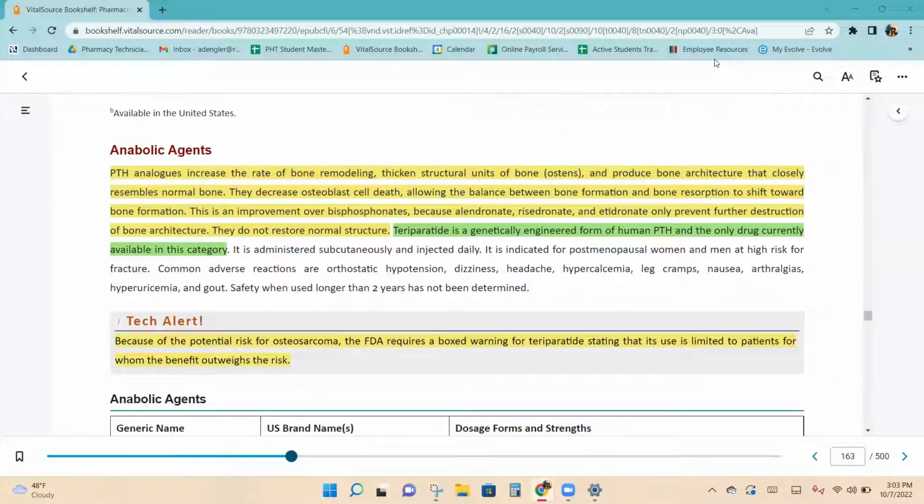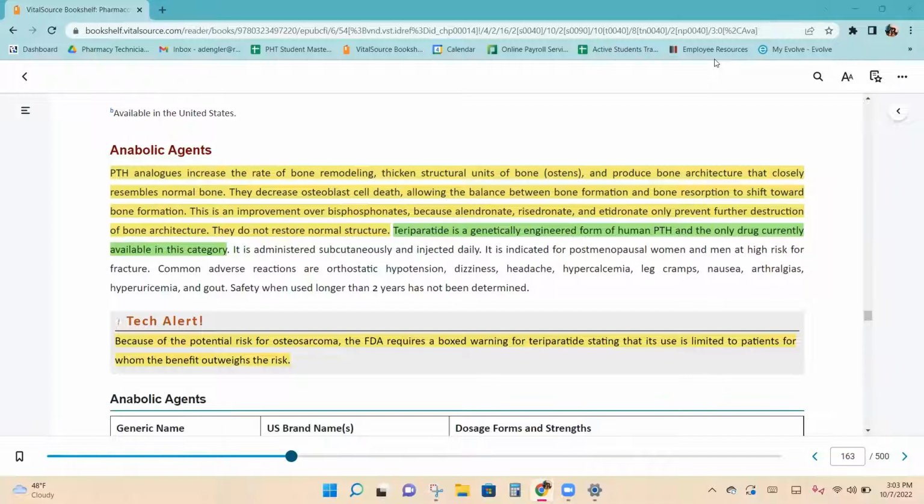PTH analogs increase the rate of bone remodeling, thicken structural units of the bone, and produce bone architecture that closely resembles normal bone. They decrease osteoblast cell death, allowing the balance between bone formation and bone resorption to shift toward bone formation. This is an important improvement over bisphosphonates because alendronate, risedronate, and etidronate only prevent further destruction of bone architecture. They do not restore the normal structure.